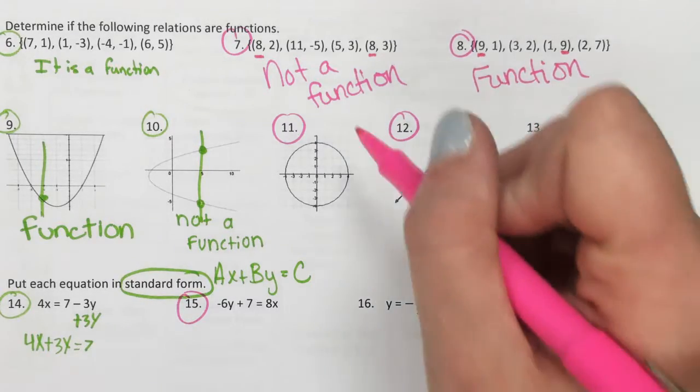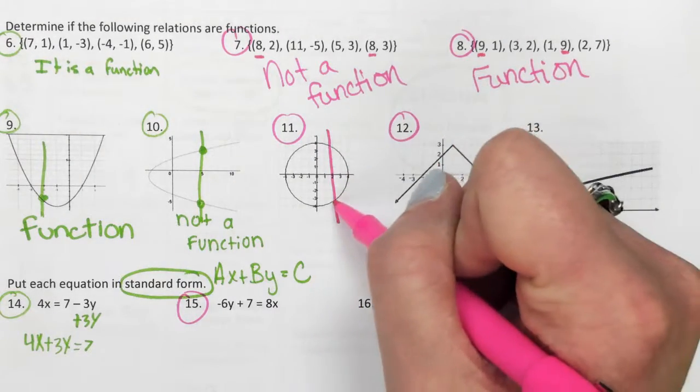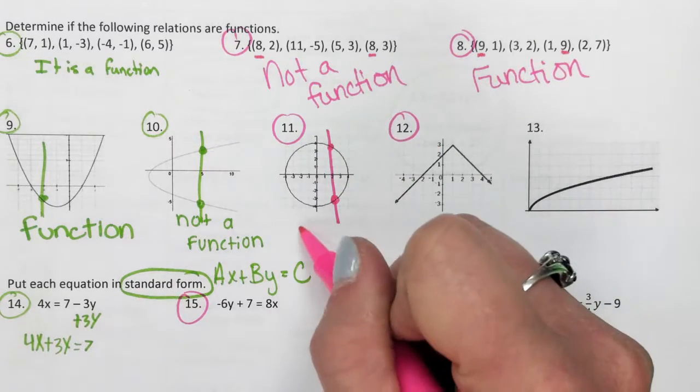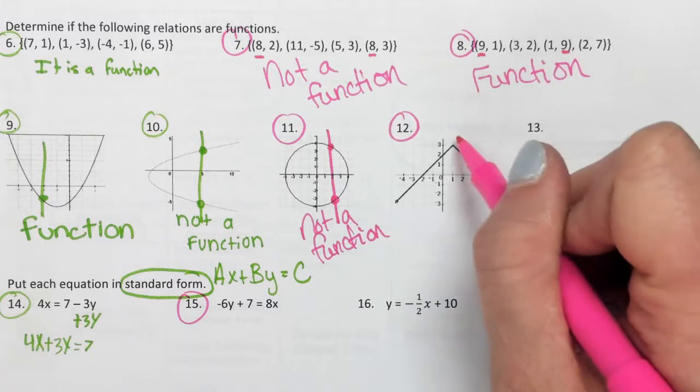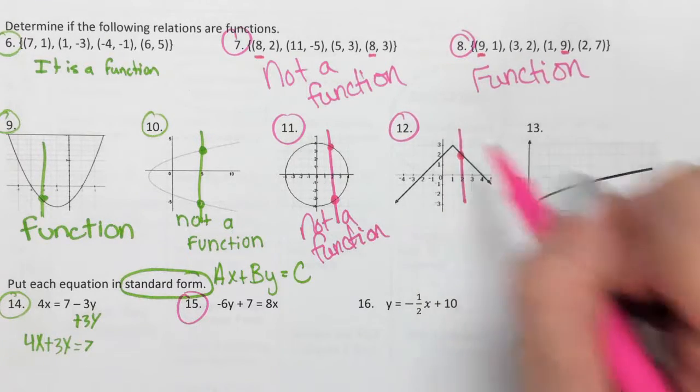All right, what about number 11? Does it pass the vertical line test? No, it does not. And what about number 12? Does that pass? Yes, it only hits once.